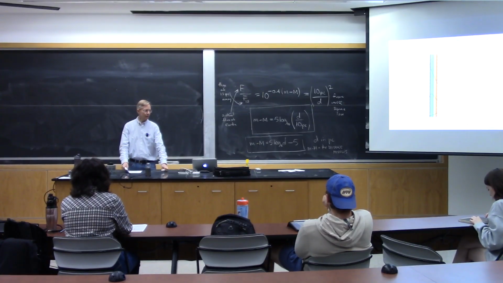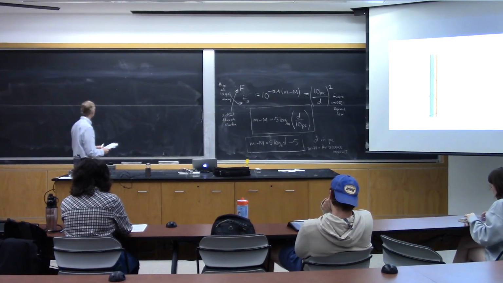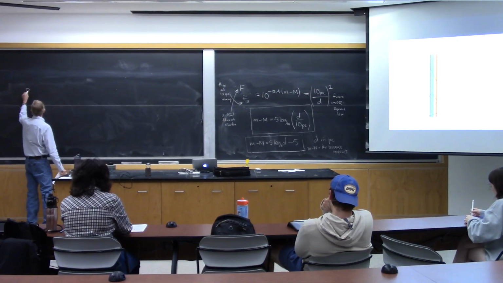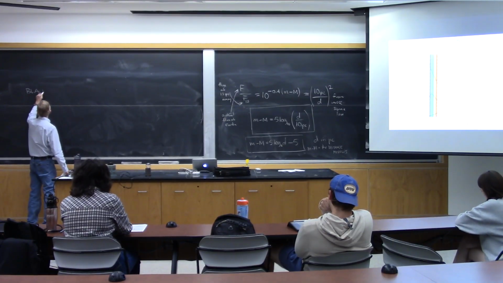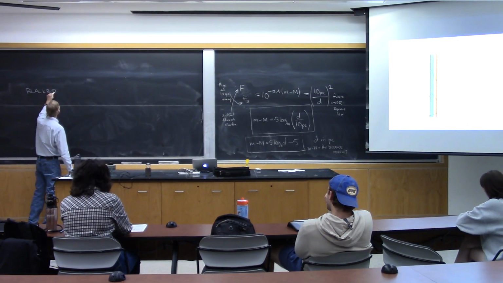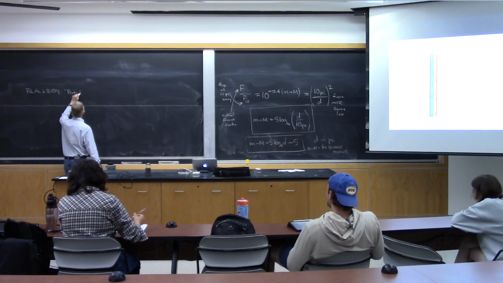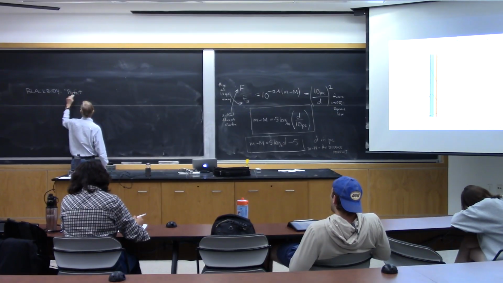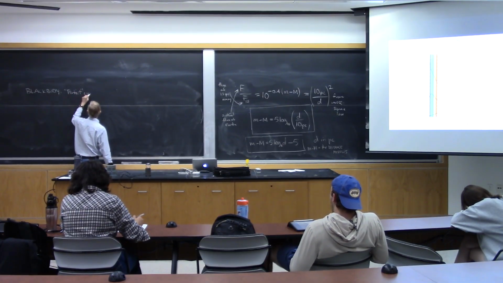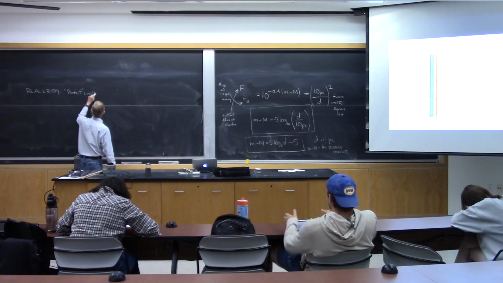Anyway, so if we want to say what a black body is, it's a quote-unquote perfect emitter and absorber of radiation.